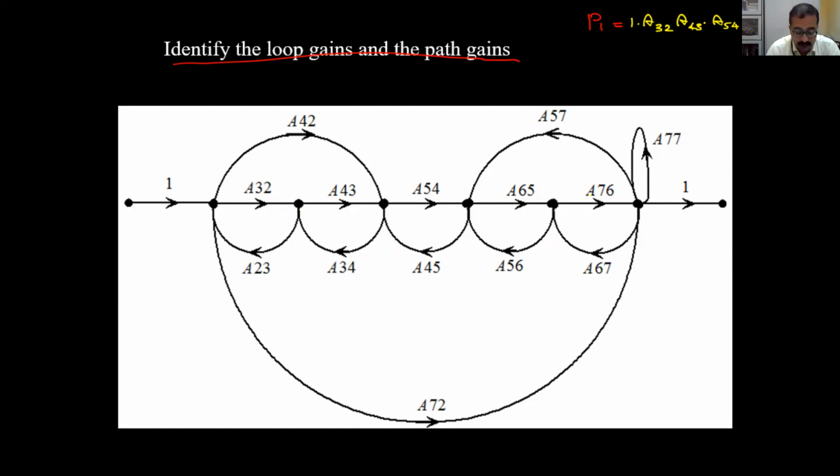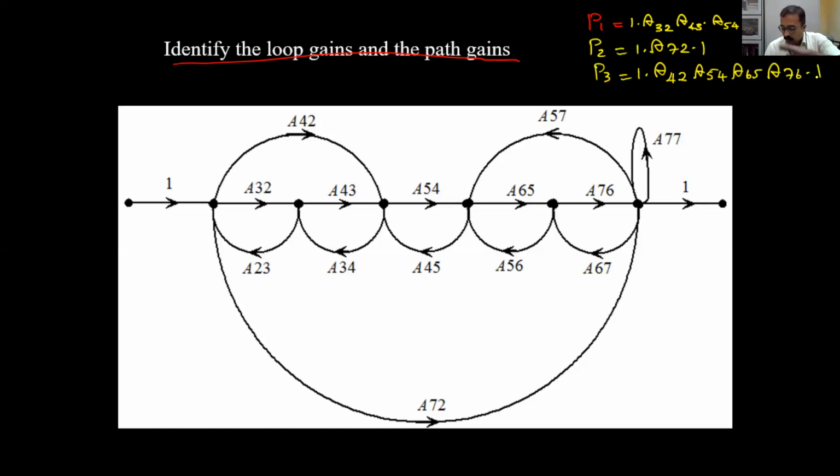Next possible path gain, P2: 1, A72, 1. Any other possible forward paths? Yes, which is that: 1, A42, A54, A65, A76 into 1. Any other possible forward paths? No. Okay, so in this problem we have 3 forward paths, right?